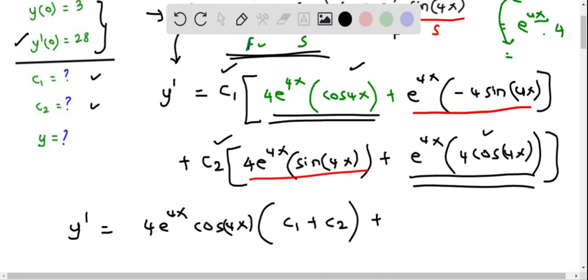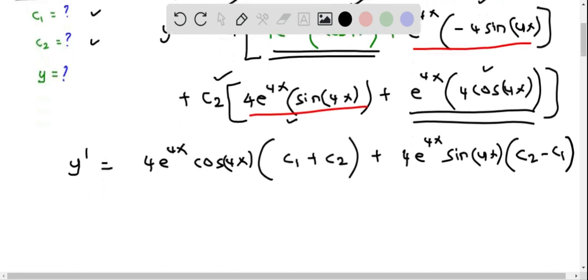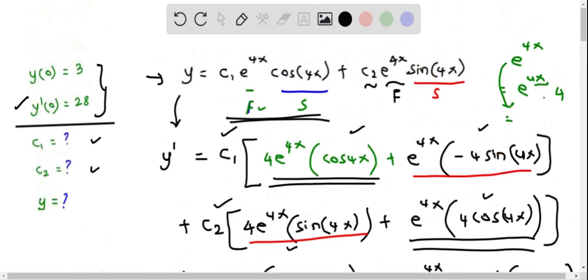So let's factor this. I'll be left with 4e^(4x) sin(4x). I'm factoring this term, and in this expression I have a multiplier c2, and here I have a multiplier c1 times negative, so it is negative c1. So this is what we obtained for y prime.